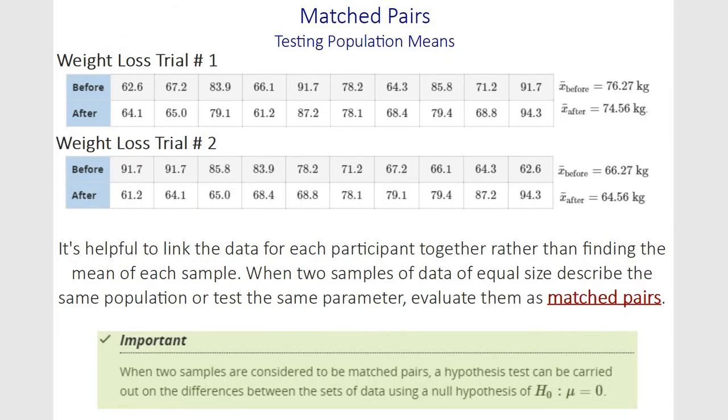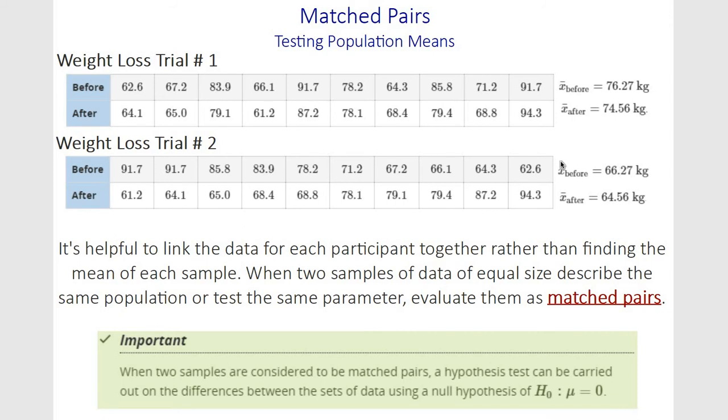Okay, so now let's talk about matched pairs. So look at two different trials we have here. So weight loss, all right, you have your before and your after. If we just look at the average of the before and the average of the after, in both these trials, it looks like people lost weight, okay? Roughly 2 kilograms, okay? So, all right, sounds good, right?